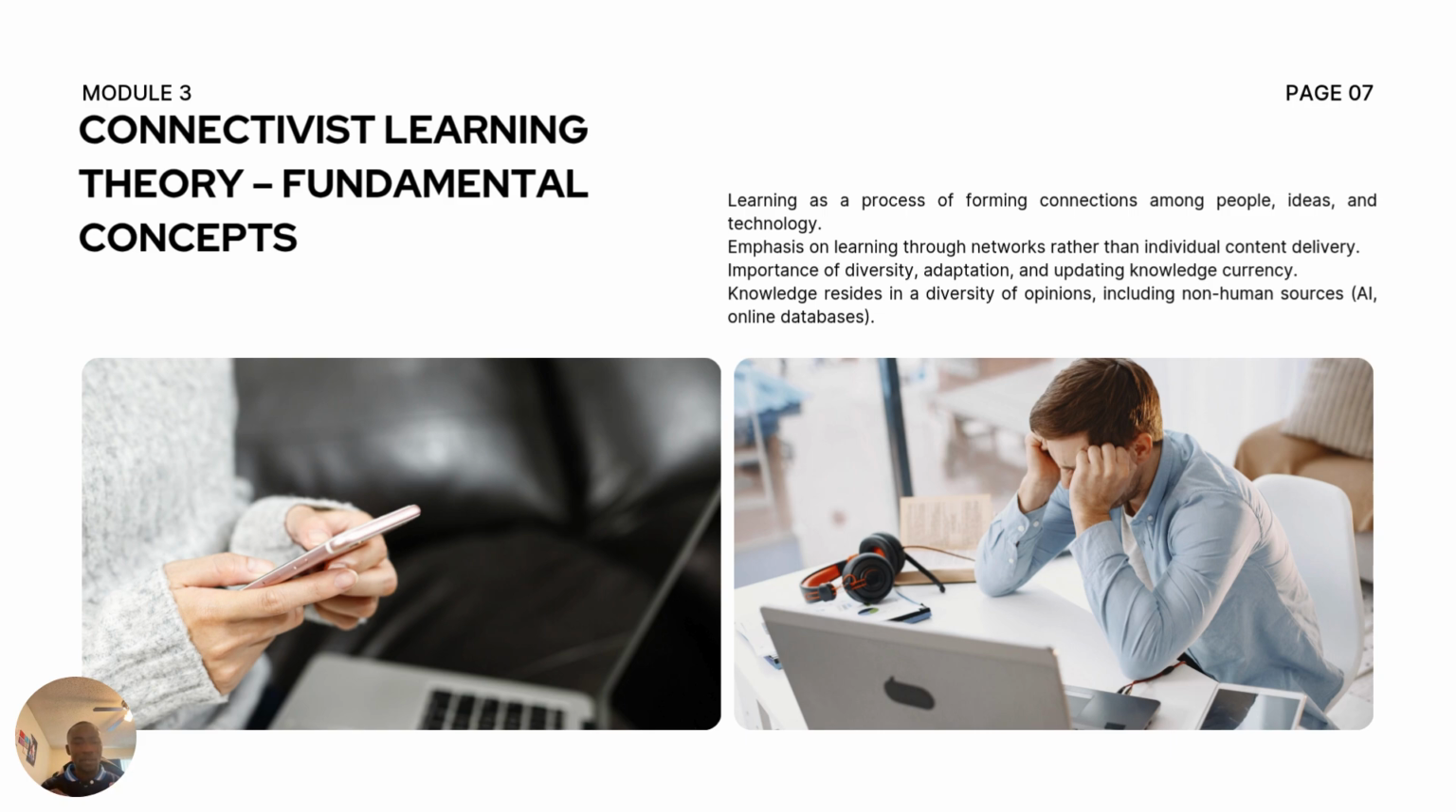It gives us the kind of importance for diversity, adaptation, and updating of knowledge and accuracy, because knowledge resides in diversity of opinions, including non-human sources, which we can never talk about without talking about AI. So knowledge is not only built in humans; we also have non-human sources, which is the internet and online databases, as well as AI.